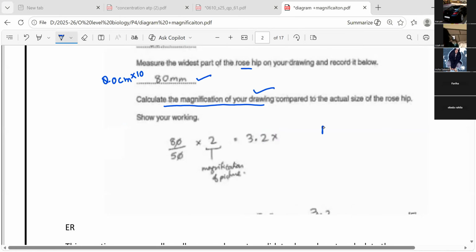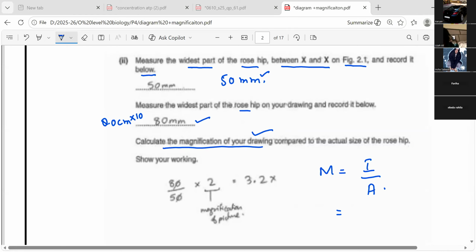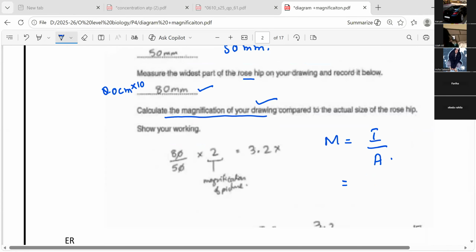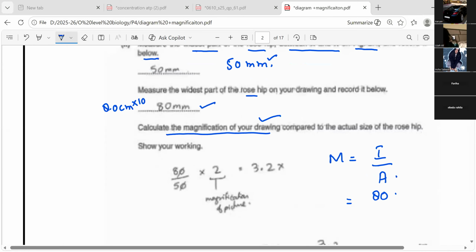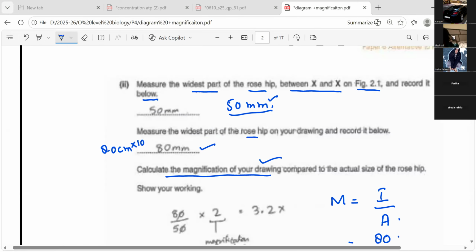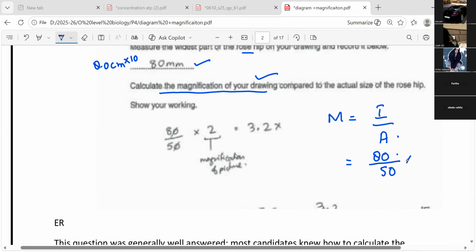M is equal to I upon A. So what is I? Image length is 80. Was it the actual length 50? It was not the actual length. So we need to convert it into actual length. How are we going to convert it into actual length? Divided by 50 times 2 in order to convert it into actual length.